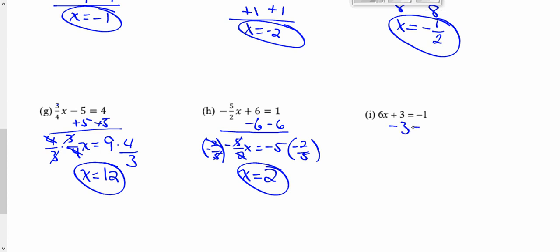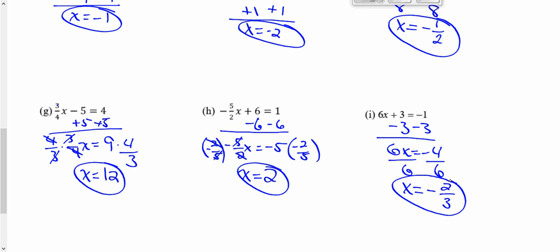Subtracted 3 from both sides. 6x equals negative 4. Then you divide both sides by 6. Obviously it's not going to come out to a nice whole number, right? So just get it in lowest terms. Divide top and bottom by what? 2. 4 divided by 2 is 2. 6 divided by 2 is 3. Negative 2/3, right? Okay?